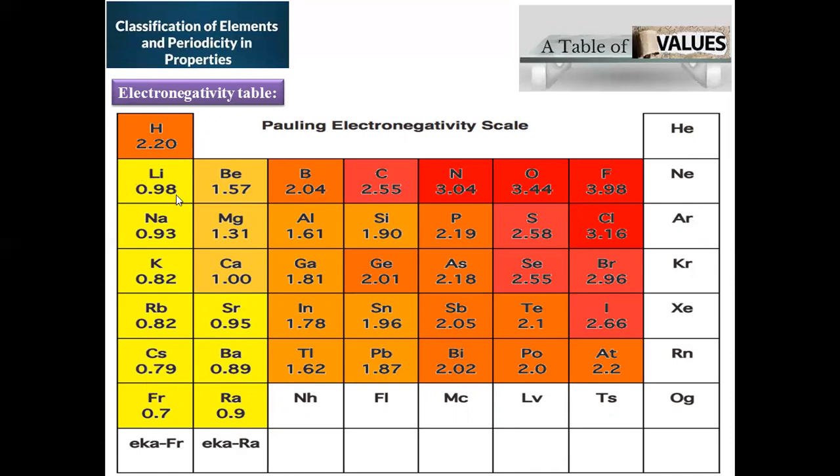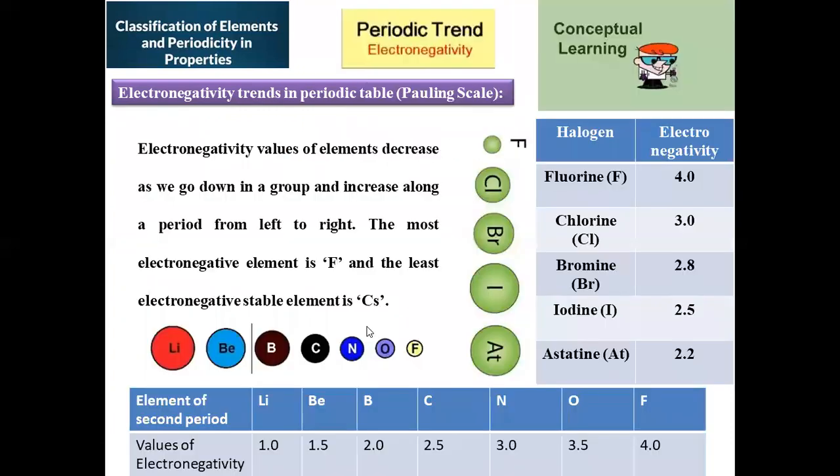And what will be the trends here as we are descending from hydrogen to francium? Hydrogen with 2.2 and francium with 0.7. A gradual decrease in the electronegativity values can be observed in a group. As we are crossing from left to right hand side, lithium with 0.98 and a gradual increase in these electronegativity values, reaching maximum with fluorine. So left to right, a gradual increase in the values you can observe in this periodic table.